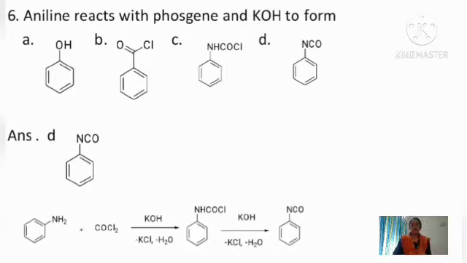So when aniline is treated with carbonyl chloride, the first product is phenyl carbamic chloride, but it is highly unstable and gets converted into phenyl isocyanate. So option D is correct, that is phenyl isocyanate.